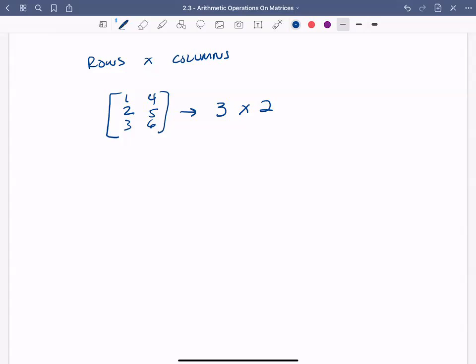One is a row matrix, and a row matrix has only one row. So something like this, say 1, 2, 3, 4. This would be a row matrix. Then we also have a column matrix, which is just one single column. So this would be a column matrix.